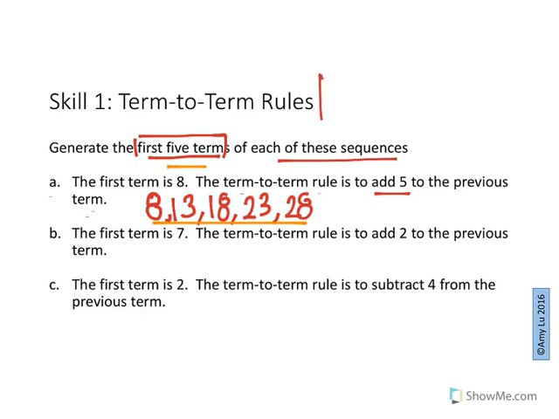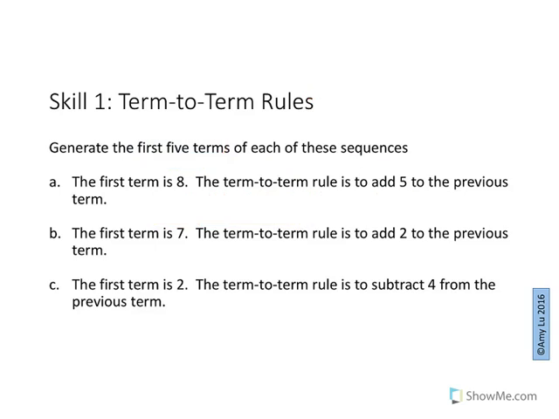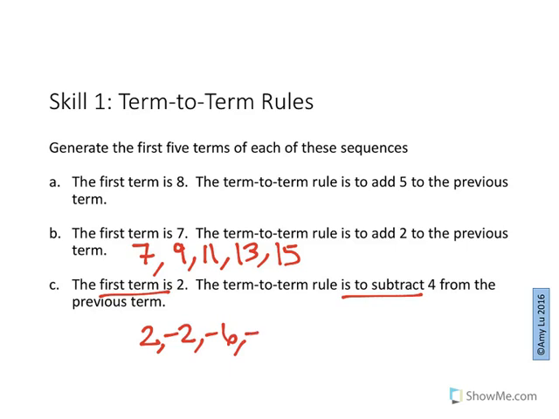So at this time, pause and complete B and C. So for B, you start at 7 and you add 2 each time. So you should have come up with a sequence that looks like this. In C, the first term is 2. And then from here, we have to subtract 4 every single time. So if we're subtracting 4 every single time, this should be your sequence.